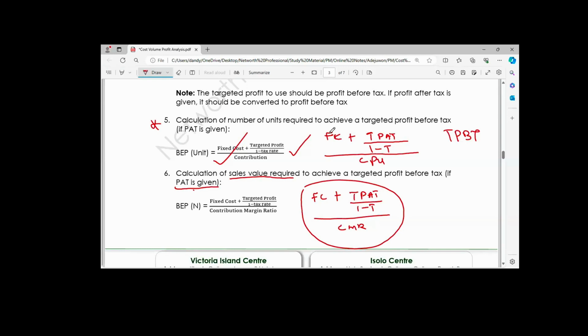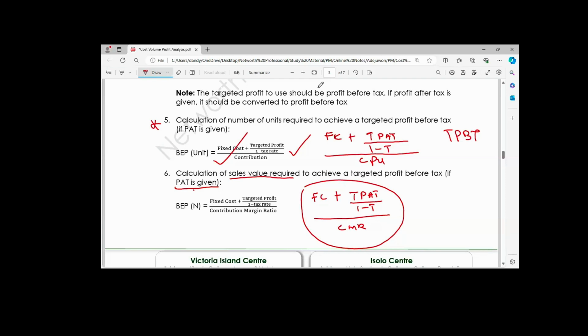Is it clear now, Pascal? So the difference is that 3 and 4 are PBT, 5 and 6 are PAT. Yes, that's just the difference. Thank you. Because the targeted profit should be profit before tax, if you are given profit after tax, you need to convert it to profit before tax when calculating your break-even point to achieve a targeted profit.